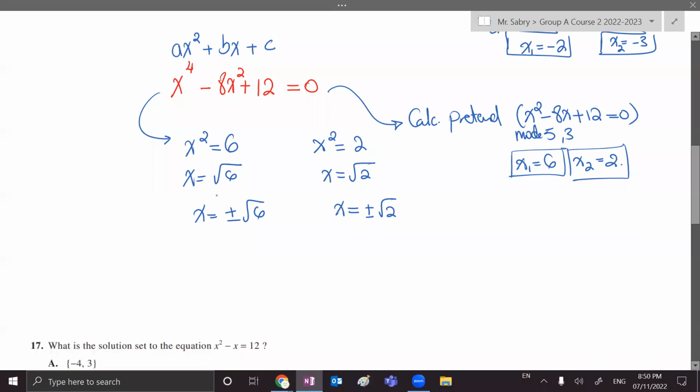So we actually have a total of 4 answers, 4 x values. Once x is negative root 6, once x is positive root 6, once x is negative root 2, once x is positive root 2. We have 4 x values. Therefore, it's not really quadratic at all. It's x to the power of 4. And I actually need you to ask more questions. This could help more whenever you have any questions that you need me to clarify.